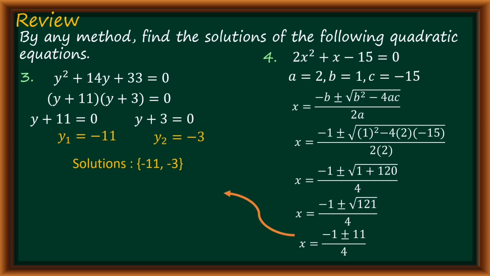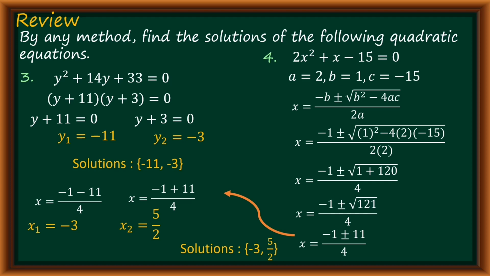Then let us solve for the first value of x, that is x equal to negative 1 minus 11 all over 4. Negative 1 minus 11 is negative 12, divided by 4, it will give us the first value as negative 3. And then for the second value of x, we have negative 1 plus 11 all over 4. Negative 1 plus 11 is 10 divided by 4. That will give us the second value of 5 over 2 because 10 over 4 in its simplest form is 5 over 2. Therefore, the solutions are negative 3 and positive 5 over 2.